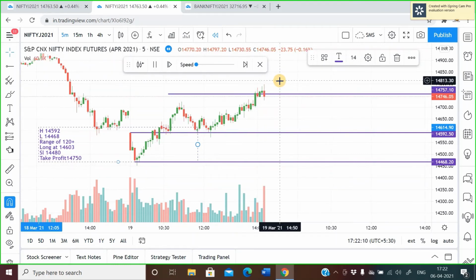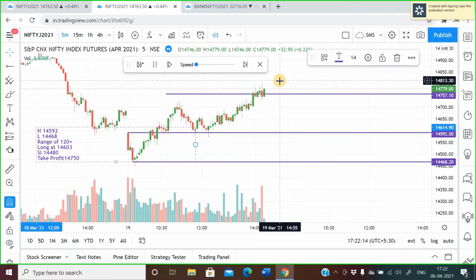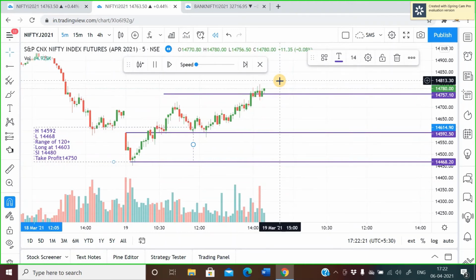So this is what happens once you have a big range. It will continue to play like this. I don't remember the exact closing where it happened, but I think as per the strategy, if you follow, we got what we wanted.